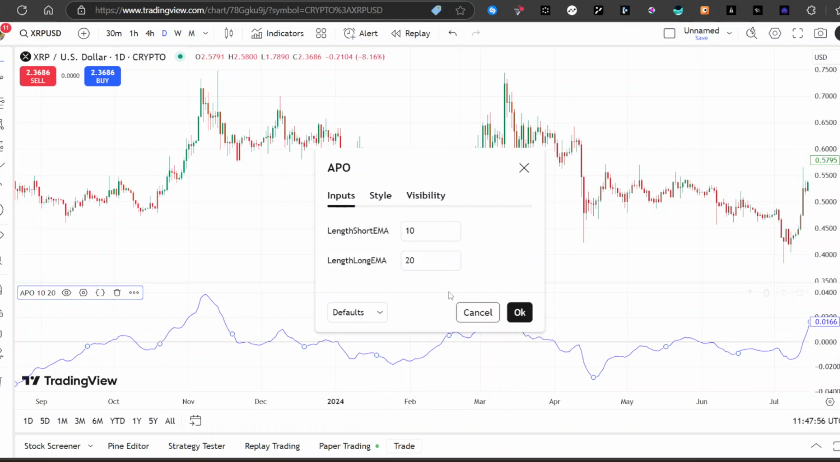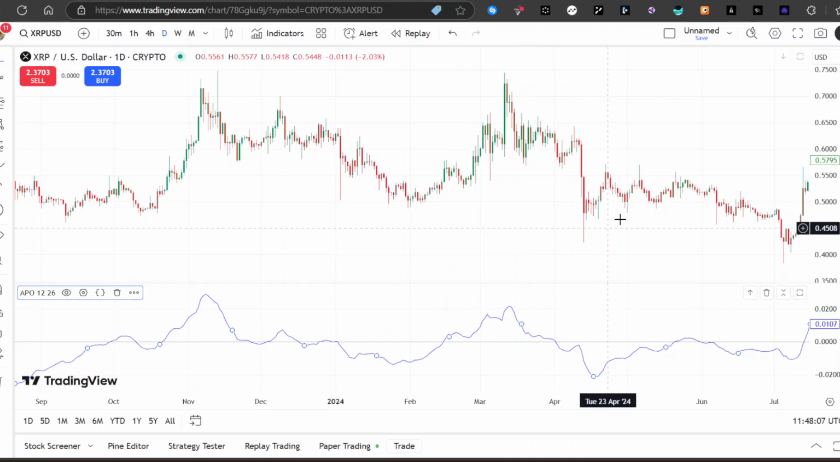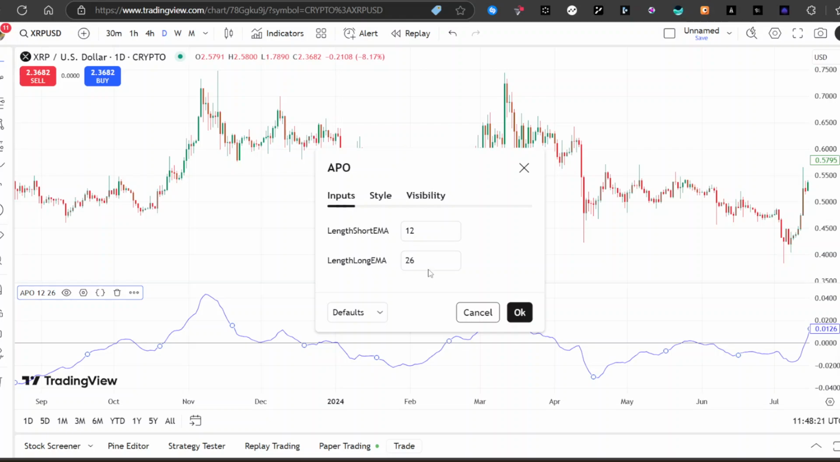One of the common choices is a 12 period for the short EMA and 26 period for the long EMA, because they provide a good balance between short term and long term trends. You can also experiment with longer or shorter periods depending on your trading style. If you are a scalper or a day trader, you might want to use shorter periods like 5:15. If you're a swing trader, you can try longer periods like 20:50, depending on your trading style, basically.